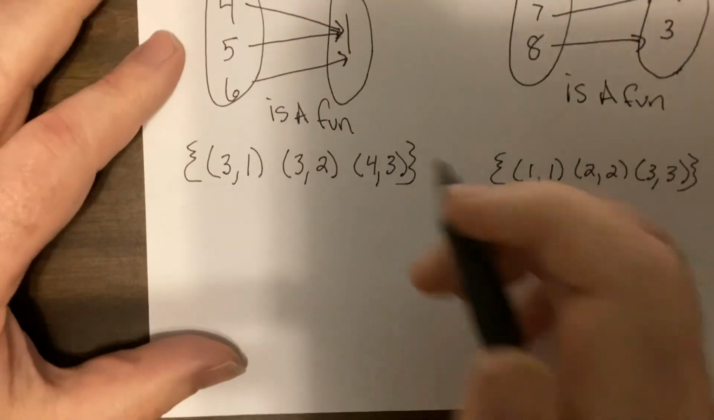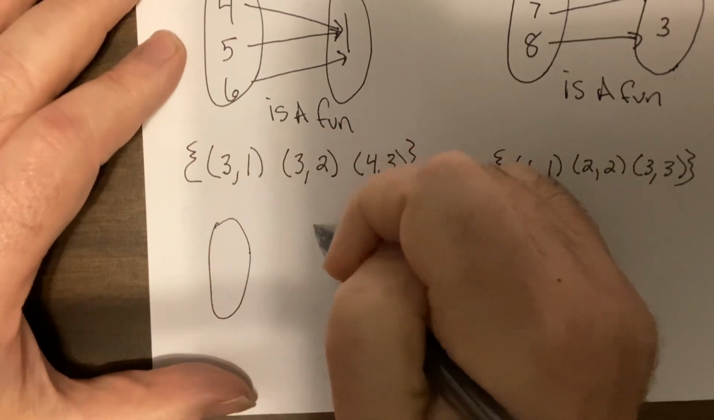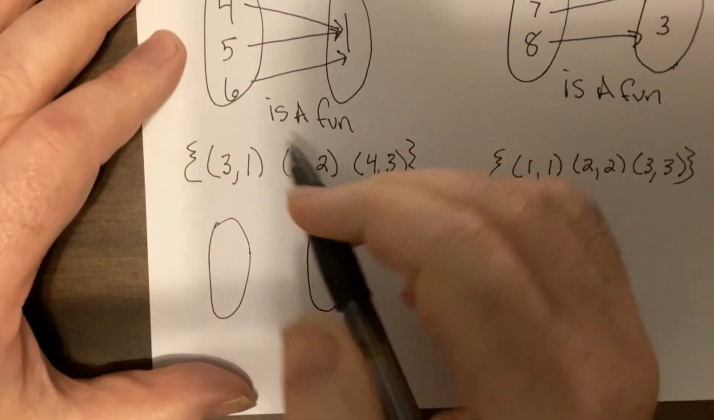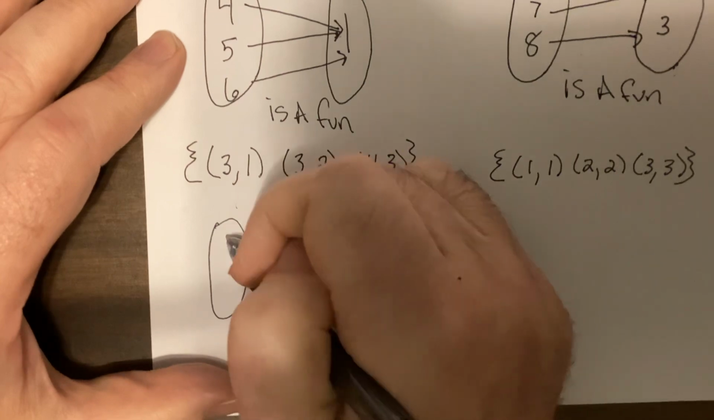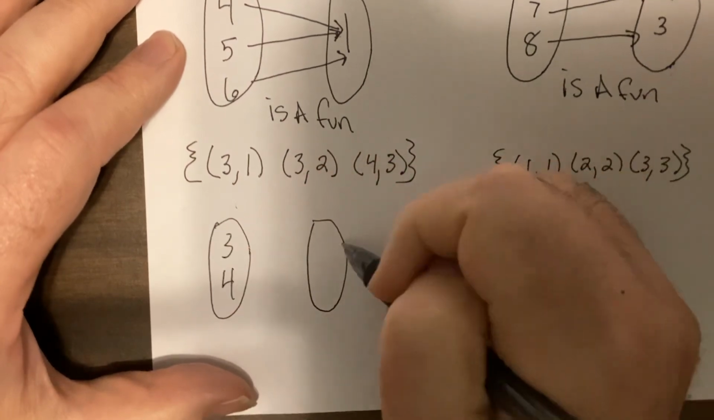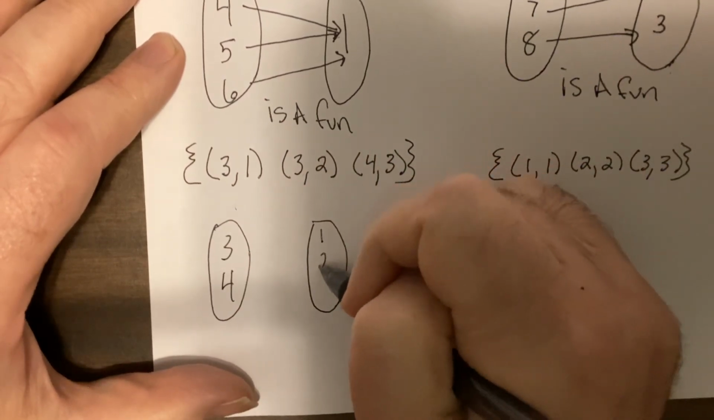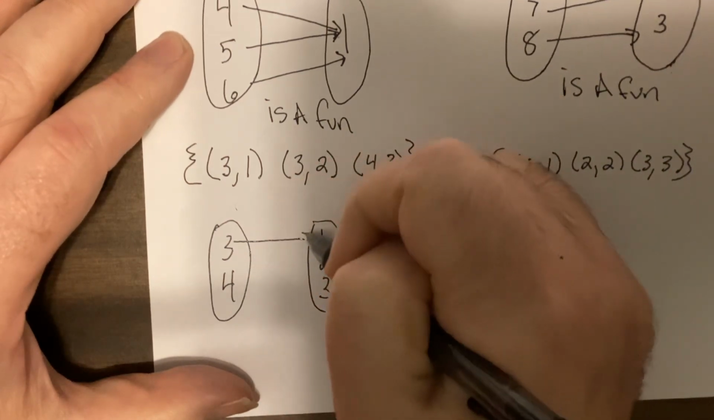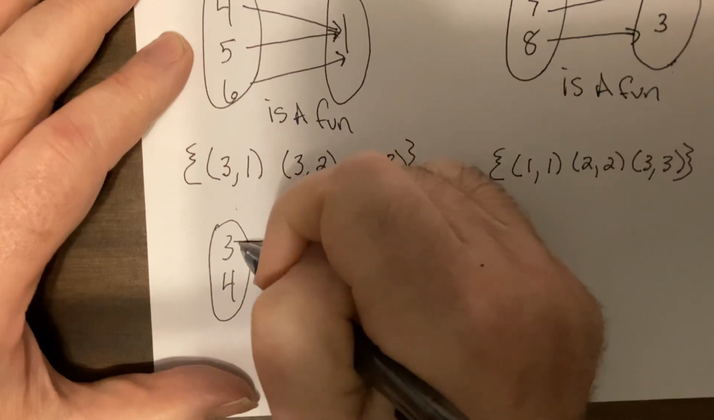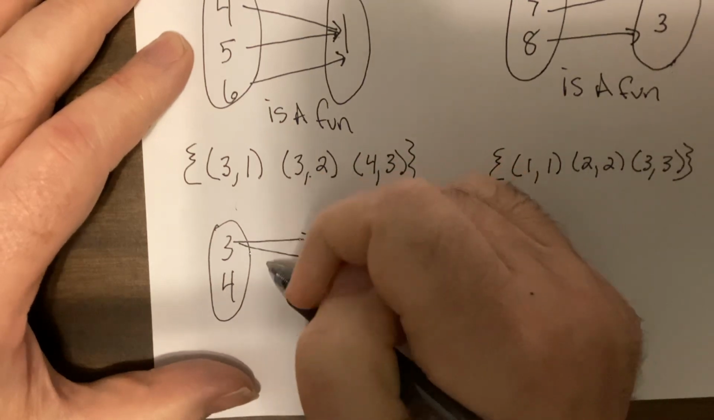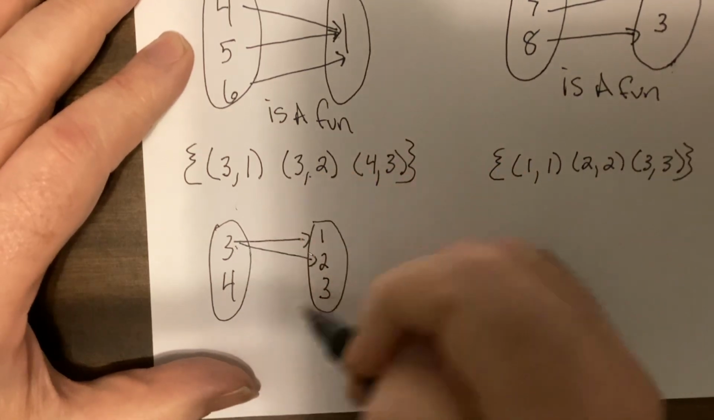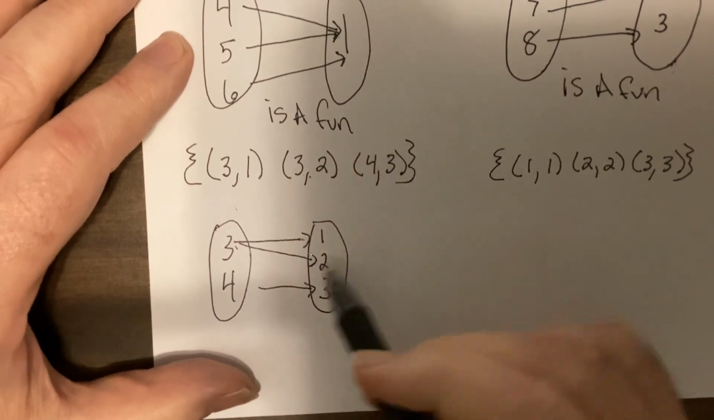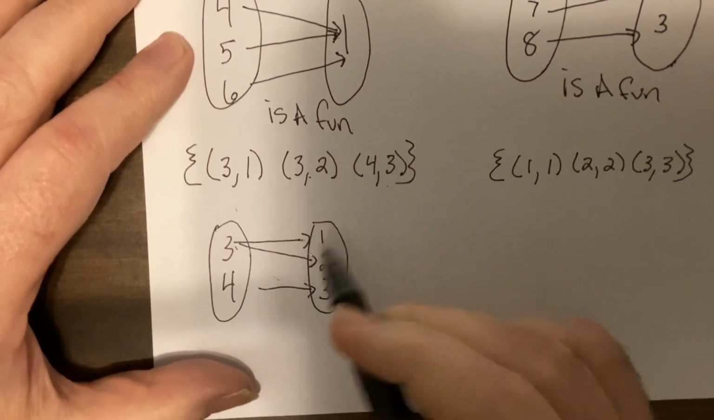So this one, we have 3 and 4. We have 1, 2, 3. 3 goes to 1, but 3 also goes to 2. 2 arrows, same x. So I know right away it's not a function, even though the 4 only has one arrow.